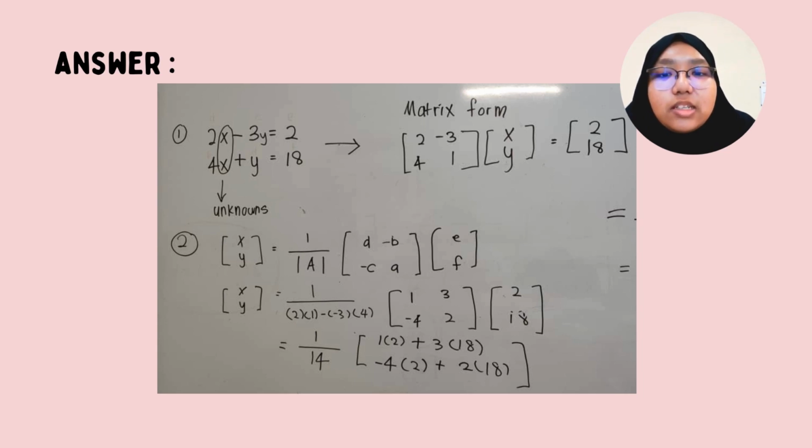And then you just insert the numbers, the matrix bracket with the bracket on the right side, which is 2 and 18. So you just insert the numbers.